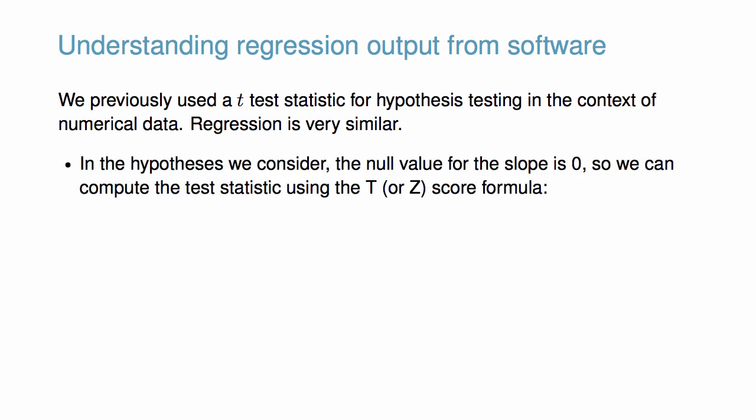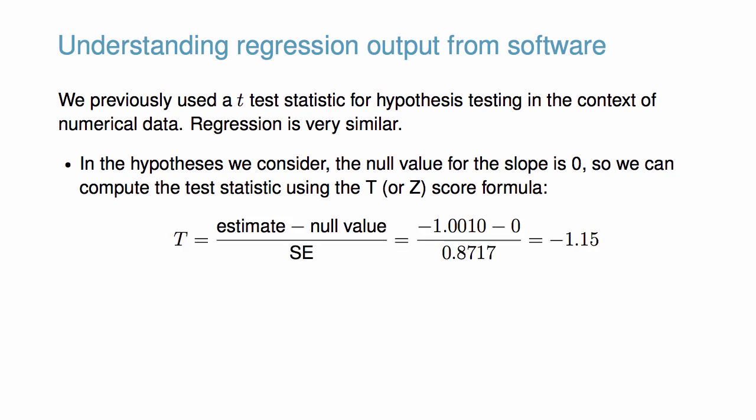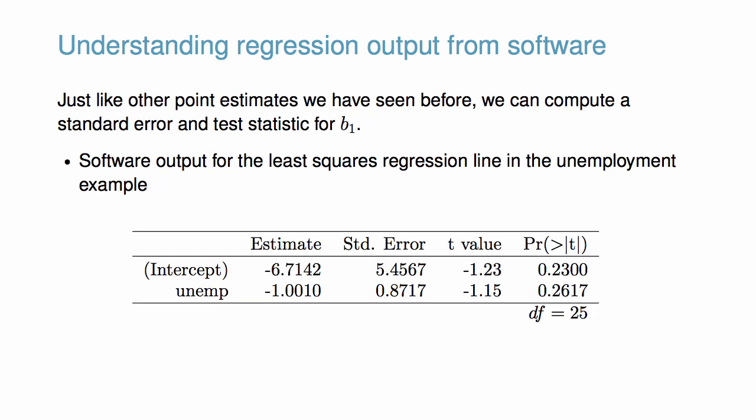We previously used a t test statistic for hypothesis testing in the context of numerical data. Regression is very similar. In the hypotheses we consider, the null value for the slope is 0, so we can compute the test statistic using the t or z score formula. The test statistic equals the estimate minus the null value divided by the standard error, which is negative 1.15 in our elections example. The output from statistical software shows this information and also provides the p-value of 0.2617 corresponding to a two-sided test. Since we have a one-sided test, our p-value will be half that, which is approximately 13%.